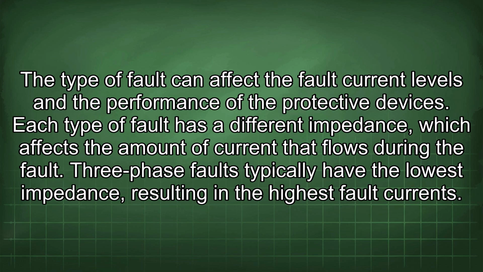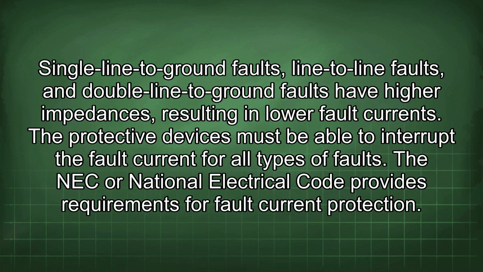Each type of fault has a different impedance, which affects the amount of current that flows during the fault. Three-phase faults typically have the lowest impedance, resulting in the highest fault currents. Single line-to-ground faults, line-to-line faults, and double line-to-ground faults have higher impedances, resulting in lower fault currents. The protective devices must be able to interrupt the fault current for all types of faults.